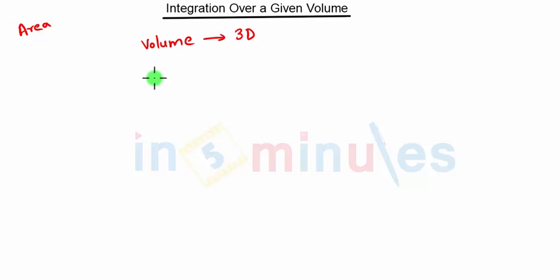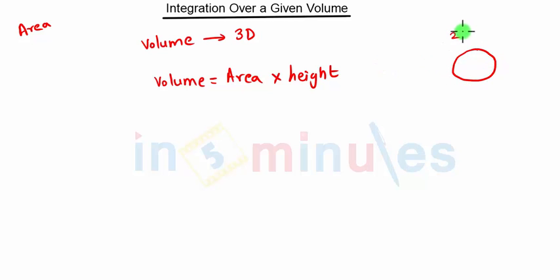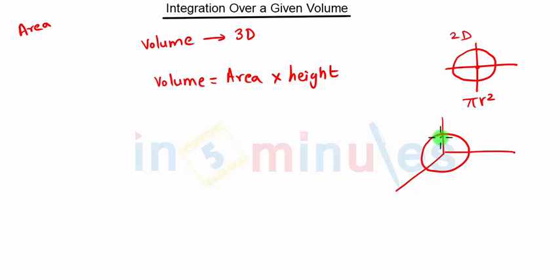So we know that volume is nothing but area into height. In a two-dimensional figure, let's say we have a circle. The area of a circle, we all know, we can find by using double integration as pi r square, where r is the radius of the circle. When this circle is represented in 3D format, it forms a sphere.